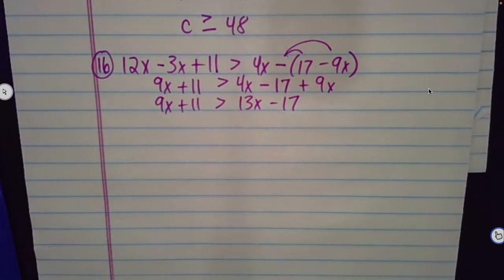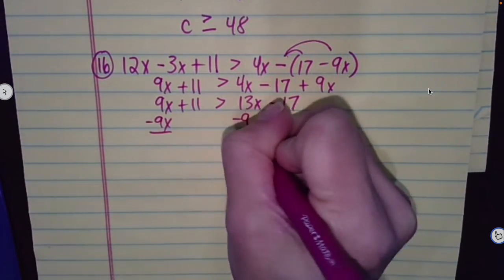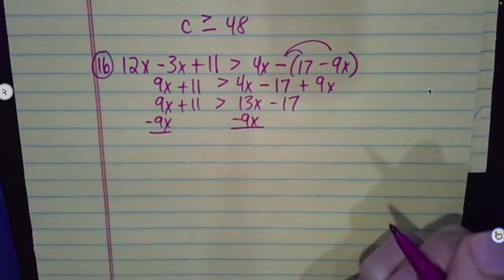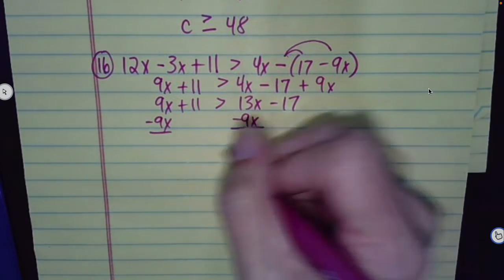I always look at my variables. The 17. Look at your variables. I would move my variable first. Yeah, I think it makes it easier. And yes, I would move my 9x. So I'm going to subtract it since it's positive. If you moved your 17, you still would end up getting the same thing. You're just doing it in a different order than me.